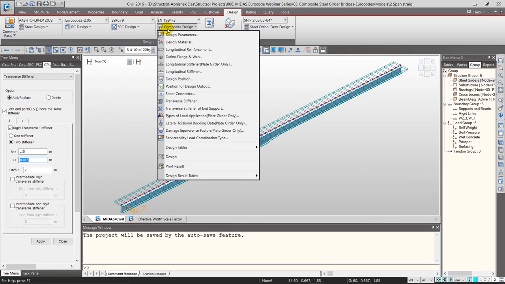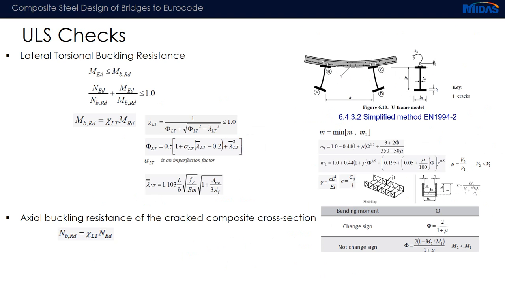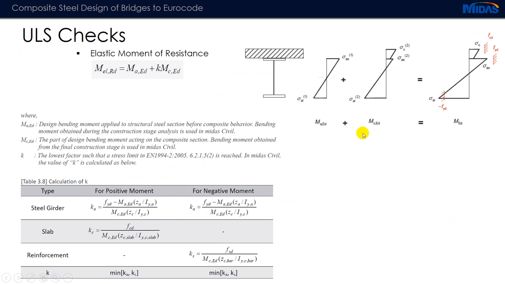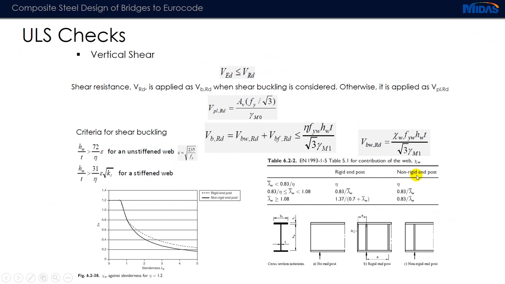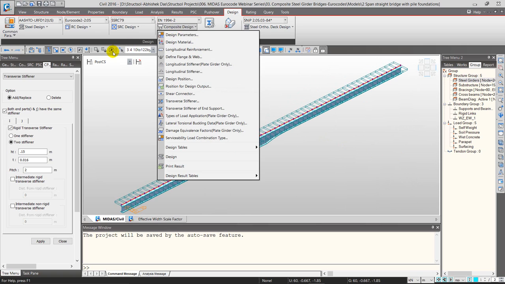Now there was a terminology that we used earlier, that is rigid end post. So rigid end post and non-rigid end post, even those can be defined, because that will define how we are going to calculate the reduction factor from lambda. Okay, so there is an option where we can put in the value of rigid and non-rigid end post.